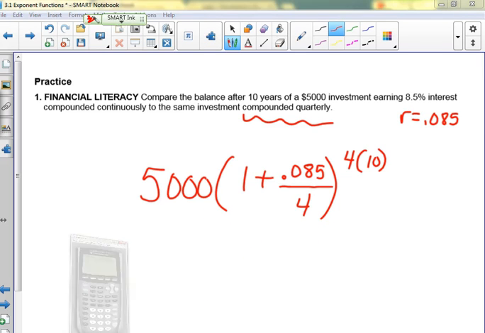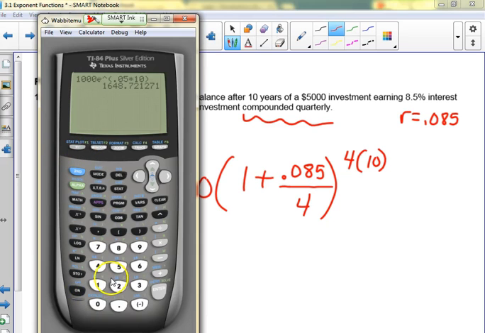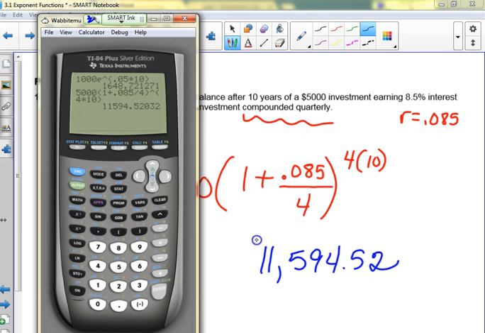So when we type it on the calculator, I already forgot. How much was it? 5,000? And then in a parenthesis, 1 plus 0.085 divided by 4. You don't need extra parentheses in there because it knows to divide before it adds, okay? Order of operations. And then to the power of, if you have an older calculator, you have to do parentheses 4 times 10. You can just do 40 absolutely. But if you're going to multiply it, you need the parentheses so that both those numbers stay in the exponent. If on the newer calculators, it just goes up in the little box, right? But $11,594.52. Did someone else get that?